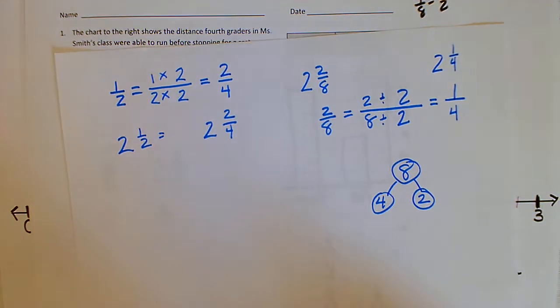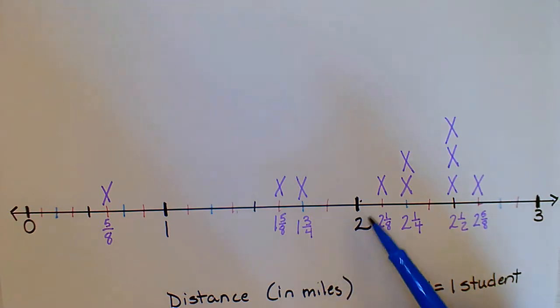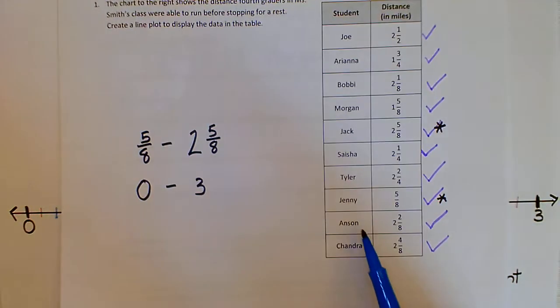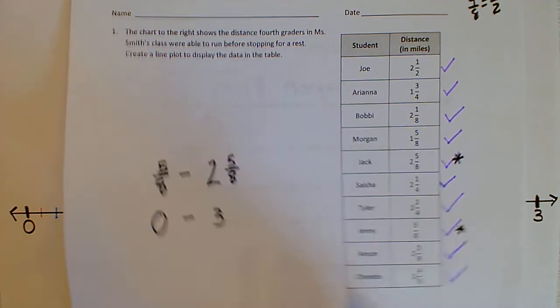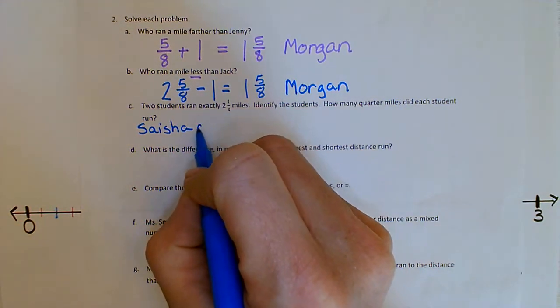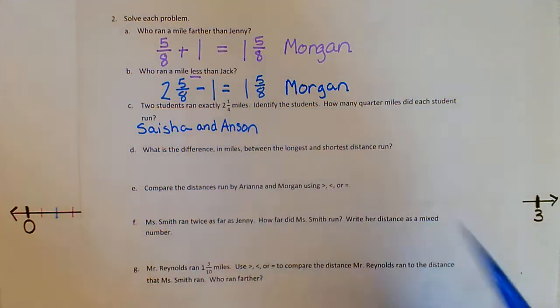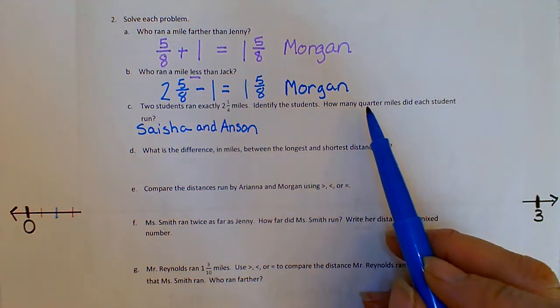Okay, so that's the math way. But again, you could have just looked down here and said, well, 2 1/4 is the same thing as 2 2/8. And again, it was Anson who ran that distance before he had to take a break. So let's write in Anson. Now, here's the thing. We only answered one part of it. We only identified the students. We still have another piece to this.